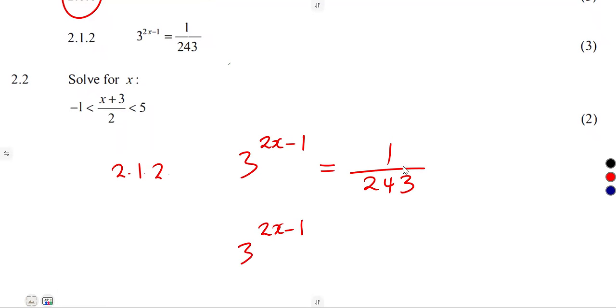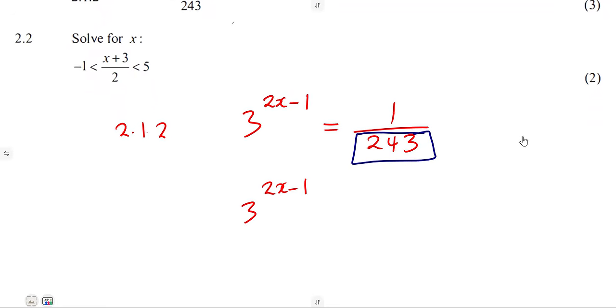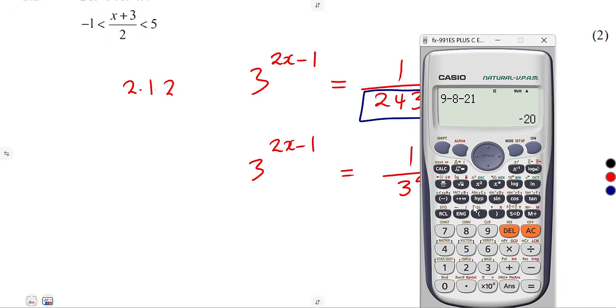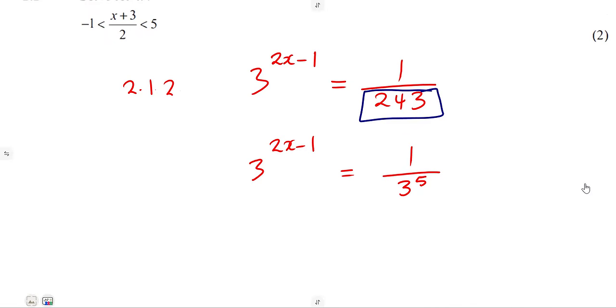So let's focus with 243. We do understand in the base of 3, it can be written as 3 to the exponent of what? Of 5. So if you do not know, you can even use your calculator. 243 is equal to what? Then it's a shift fact here, which is what? 3 to the exponent of what? Of 5. So that is what we have.